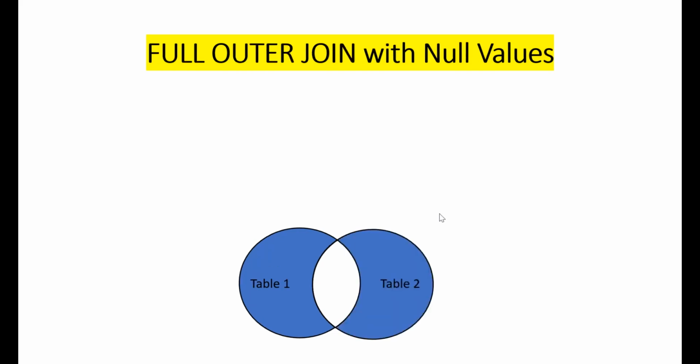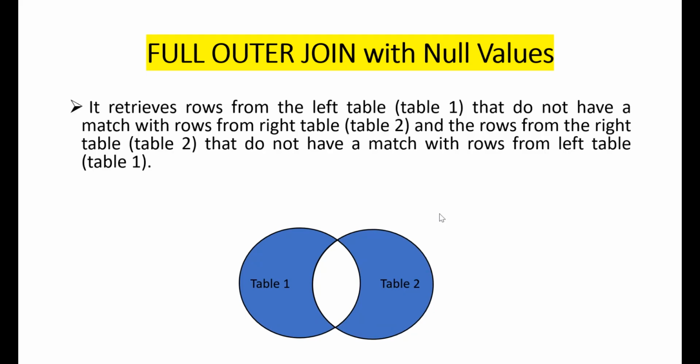Now we have the full outer join with null values. As you can see here, it is the sum of the right outer join with null values and the left outer join with null values. So it retrieves rows from the left table, table 1, that do not have a match with rows from the right table, table 2, and also the rows from the right table, table 2, that do not have a match with rows from the left table, table 1. As you can see here, it is the opposite of the intersection.